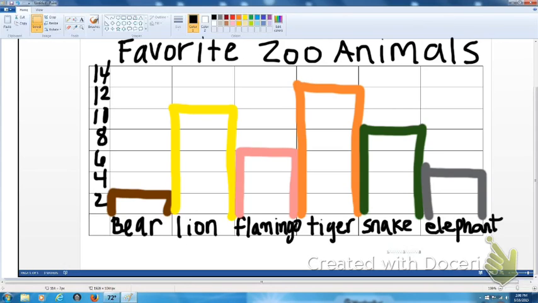So you now have created a bar graph using data that we collected from a survey.